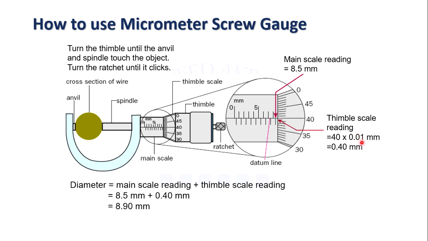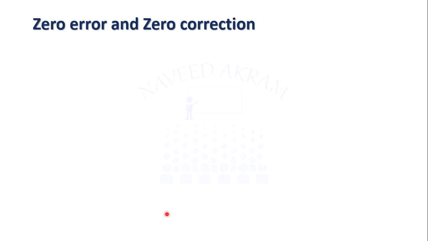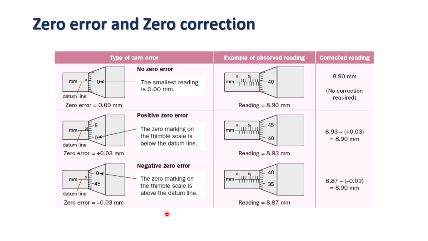Then you add both readings to get the measurement that you want. 8.5 millimeter is the main scale reading, 0.4 millimeter is the circular scale reading. You add them and you get the diameter of this wire, that is 8.90 millimeter. Okay ji, now zero error and zero correction.